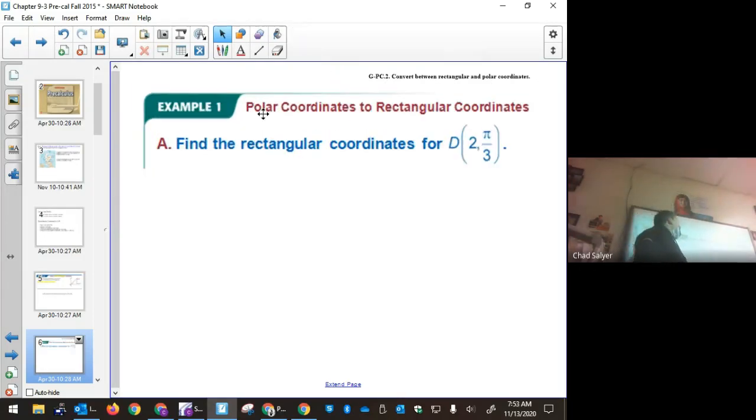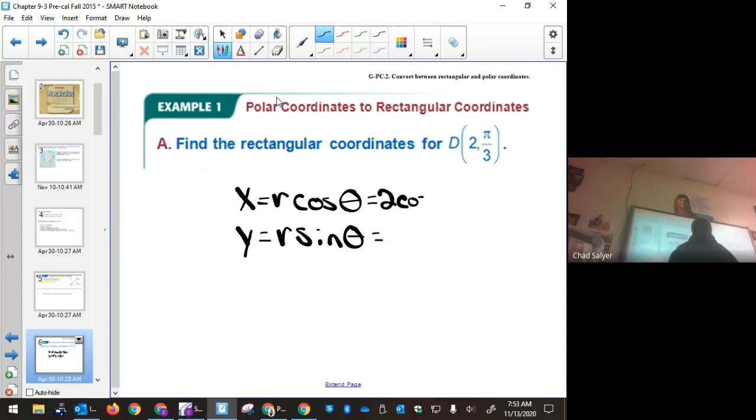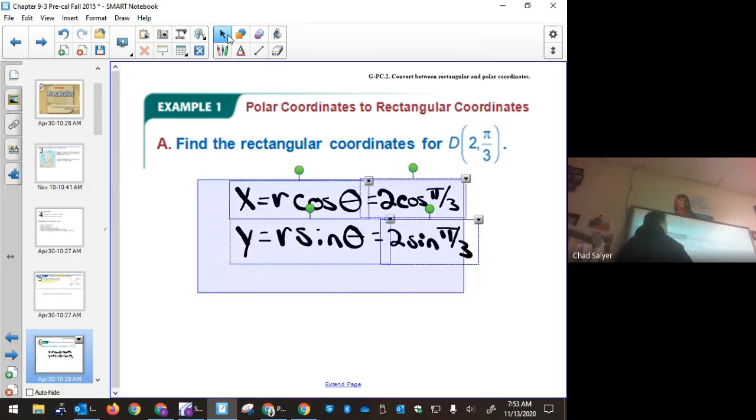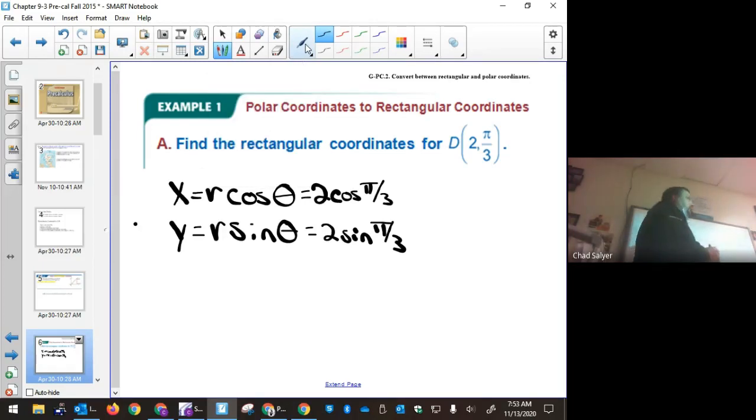So here we've got a polar point, and we want to find a corresponding rectangular point. Well, remember that x equals r cosine theta, y equals r sine theta. So this is going to be 2 times the cosine of pi over 3, and 2 times the sine of pi over 3. That, of course, is not a good final answer, but you can get to there. The rest of the problem is fairly trivial. What's the cosine of pi over 3, Ian? 1/2. Yes, correct. Good job. So 2 times 1/2.